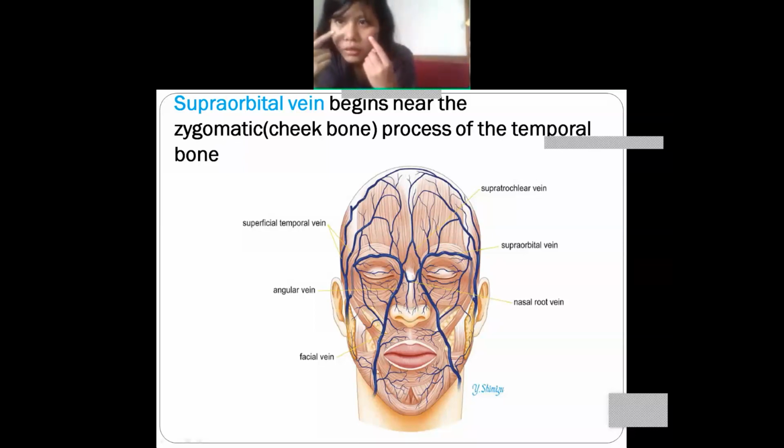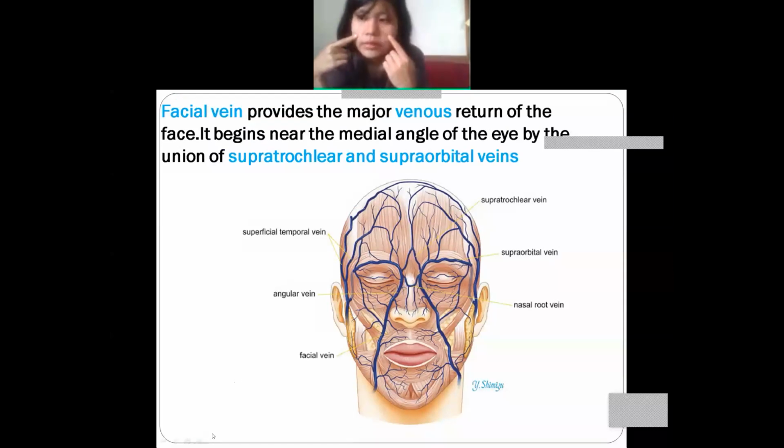Okay. So the supraorbital vein will lie near the zygomatic, near the cheekbone of the temporal bone. This is the temporal bone, no? It will be somewhere in this area, in all this area. Understand? So the supraorbital veins will be there. Okay, is it clear? Yes, ma'am.